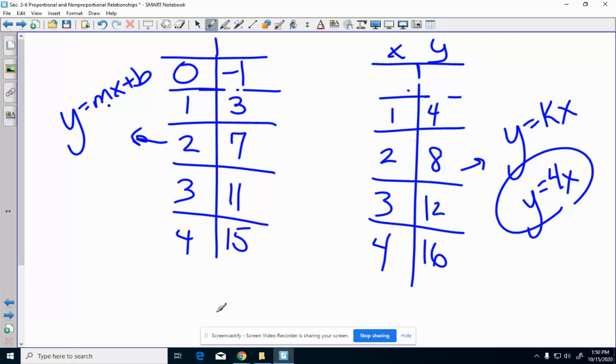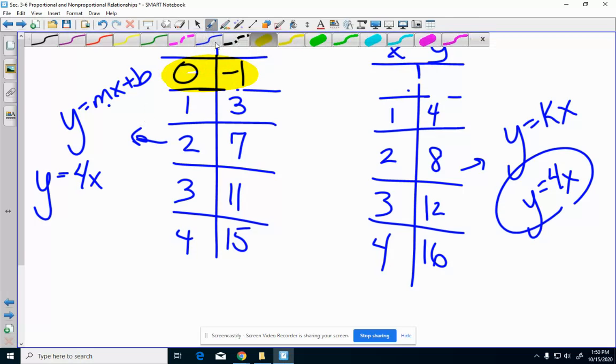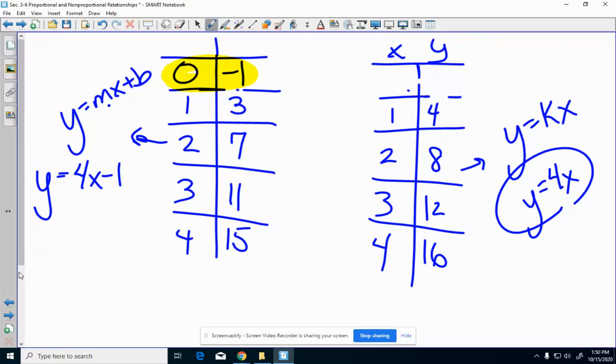Now, can you tell me what my slope is over here on this one? What's y doing every time? And what's x doing every time? So it has the same slope value, except over here, I need a y-intercept as well because it's not going to be 0. And it's going to be -1. It's this one here when x is 0 and y has a value. So -1.